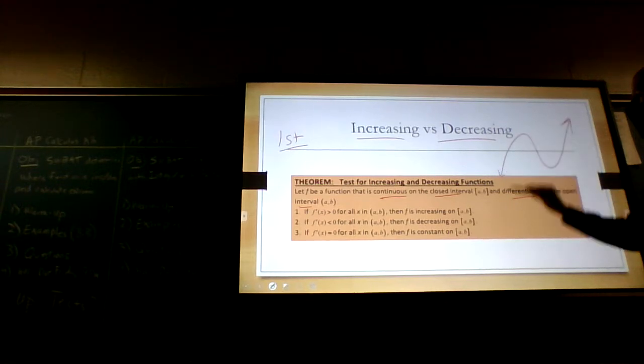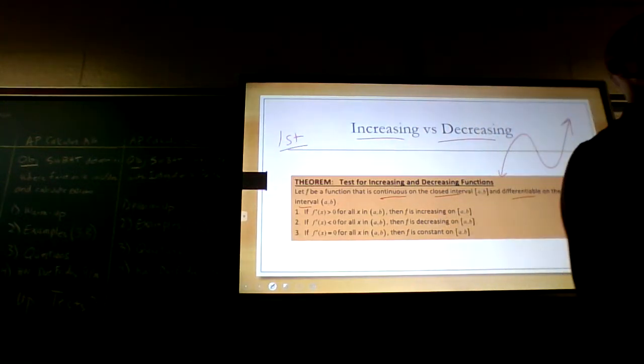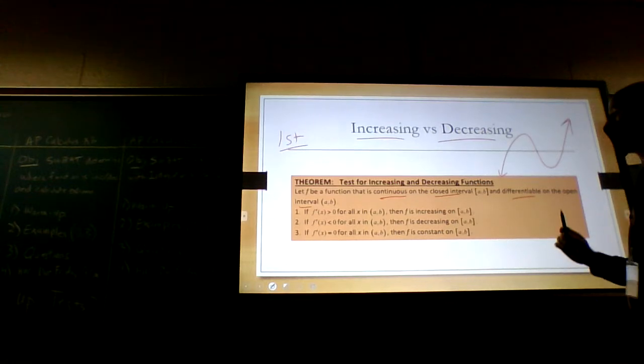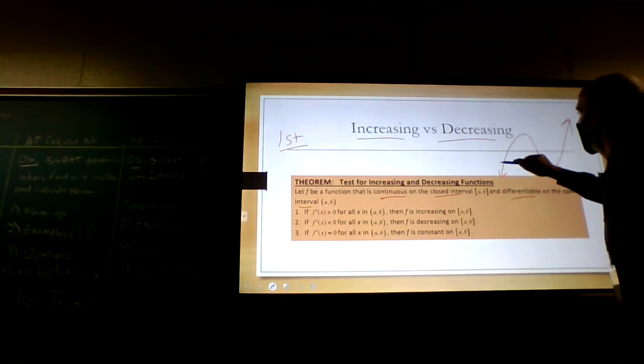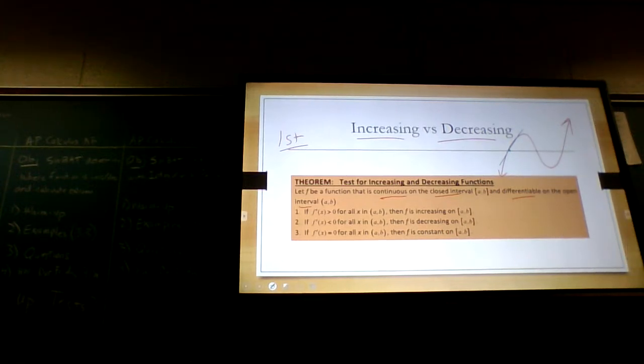Let's say you have a curve like this. What is a derivative? It is the slope of a tangent line, correct? Slope of a tangent line. So if I drew a tangent line right here, which I didn't do a very good job of, but let's pretend that's a tangent line. What would the slope of that tangent line be? It'd be positive, wouldn't it? It's the derivative, but it'd be positive there, wouldn't it?